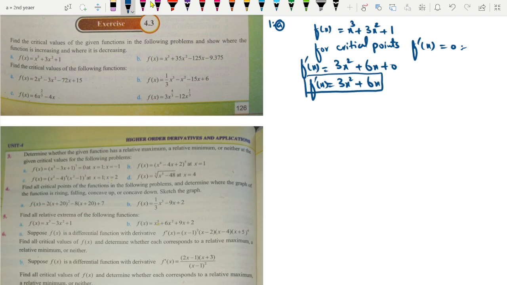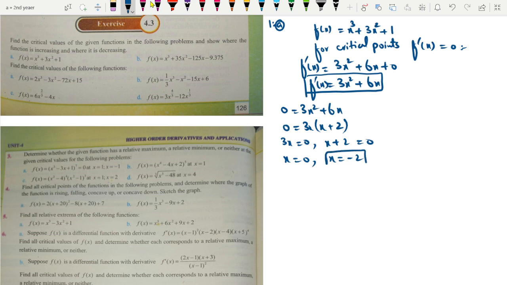For critical points, put f prime of x equal to 0. 0 is equal to 3x square plus 6x. So this will become 3x times (x plus 2). 3x is equal to 0 and x plus 2 is equal to 0. So x is equal to 0 and x is equal to minus 2. So at x is equal to minus 2 and at x is equal to 0, these are the critical points.